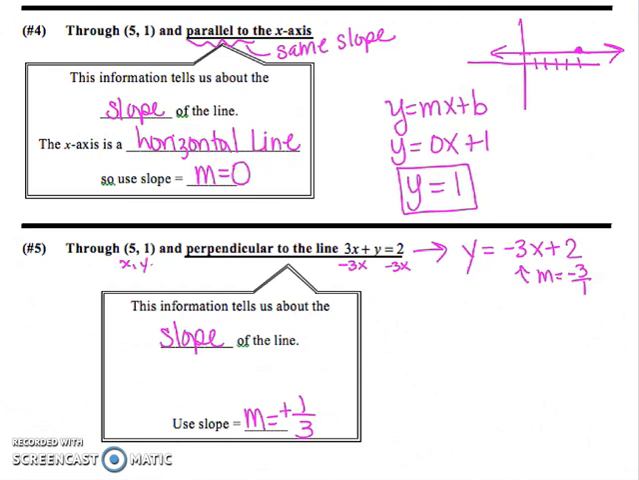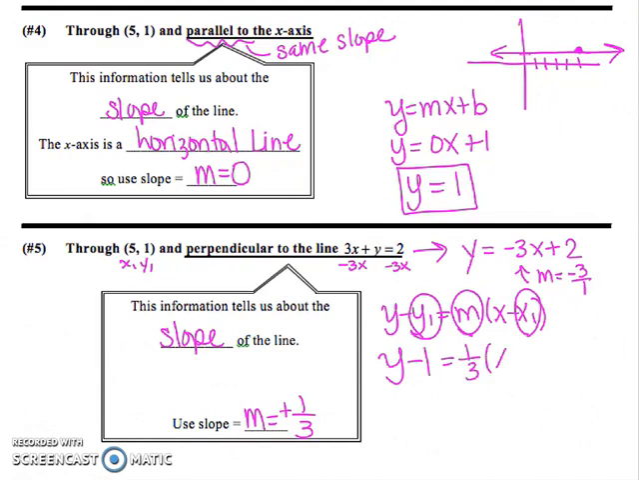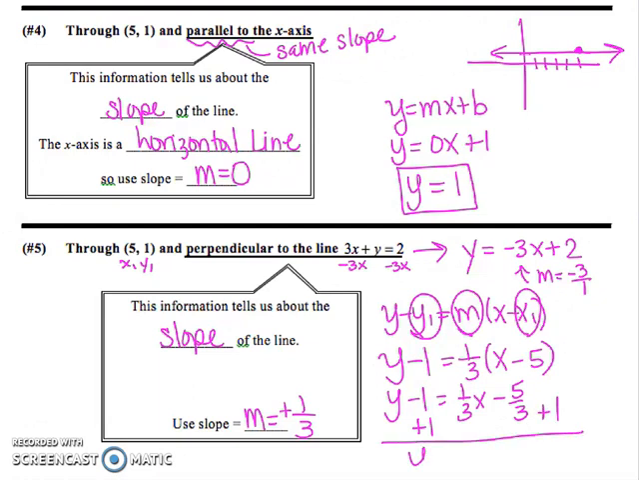This point over here is going to be our x1, y1, and we're going to do point slope form. y minus y1 equals m parentheses x minus x1. You got a point, you got a slope, you do the point slope form. So it's going to be y minus 1 equals 1/3 parentheses x minus 5. And then we're going to distribute our slope, and we're going to add 1 to both sides. Negative 5/3 plus 3/3 is negative 2/3.